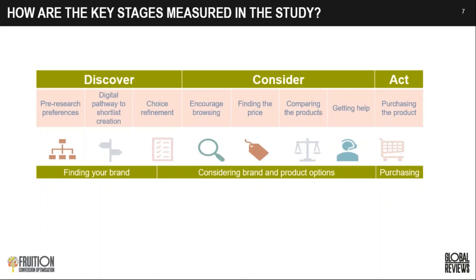Now, in terms of how the entire study has been conducted, it's divided into 3 different stages: discover, consider, and act. Discover is all about brand perception. How do users find your brand, and what are the attitudes and behaviors towards a particular purchase? Consider and act is all about website usability, starting from the homepage to the actual purchasing of a product or service.